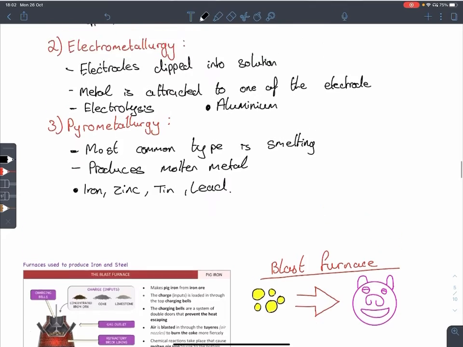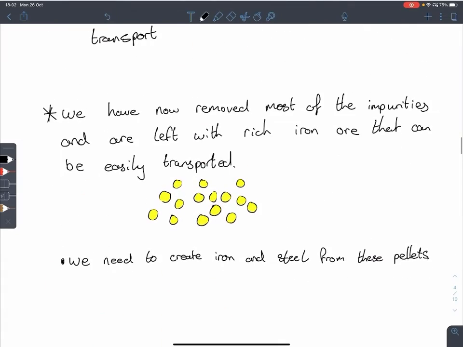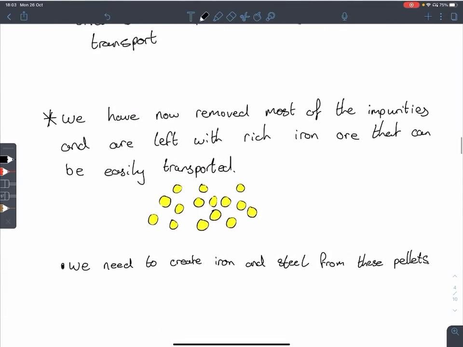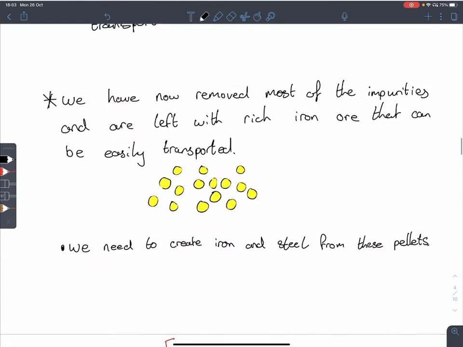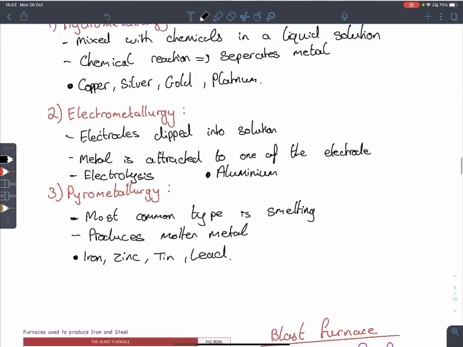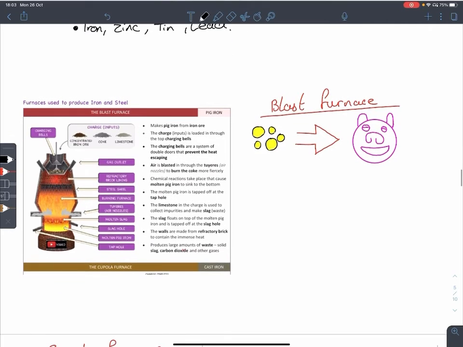Now, once we have our iron ore pellets, I'll go back up here, we then put them into the furnaces. First we will go to the blast furnace. This does produce pig iron. So we take the iron ore, we put it into the blast furnace, and it produces pig iron.